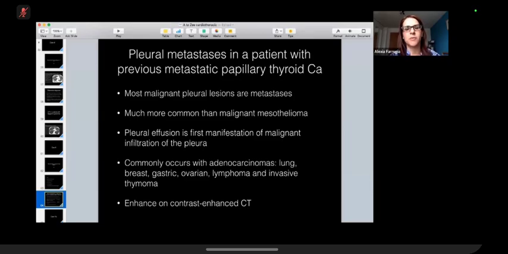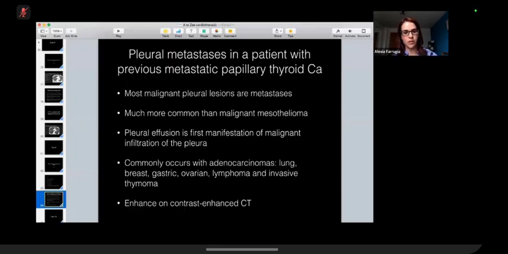In this case, pleural metastasis in a patient with previous metastatic papillary thyroid cancer. Most malignant pleural-based lesions are metastases. They are much more common than malignant mesothelioma. A pleural effusion is usually the first manifestation of malignant infiltration of the pleura. However, in this case, she presented slightly late, so lots of pleural deposits were present within the pleura bilaterally.